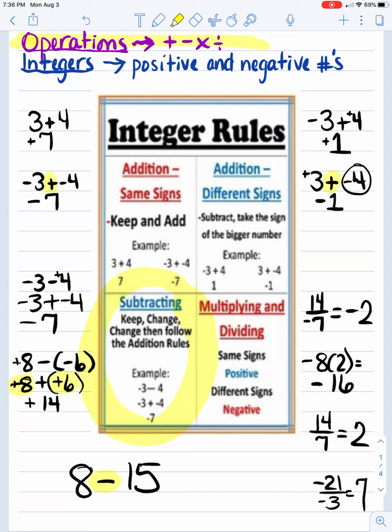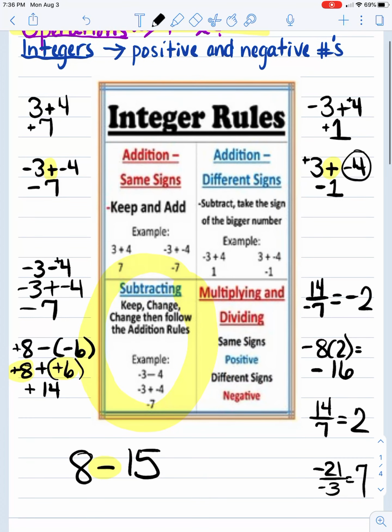So the first thing I do is I look at my chart at the subtracting section and I follow my rule. The rule says keep the first sign, change the sign of the second number, and then follow my addition rules. And then when I look at it, I have the same signs. Same sign says keep the sign, add the numbers. And 15 plus 8 is 23.